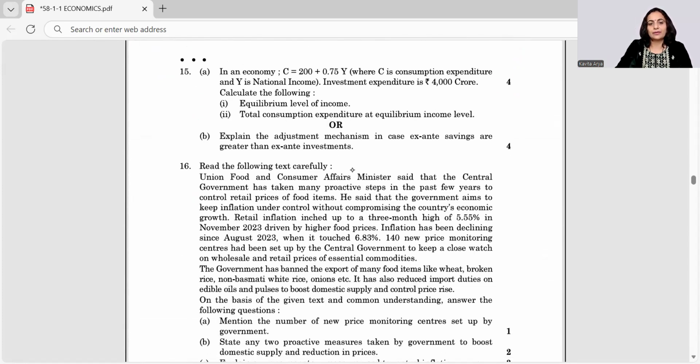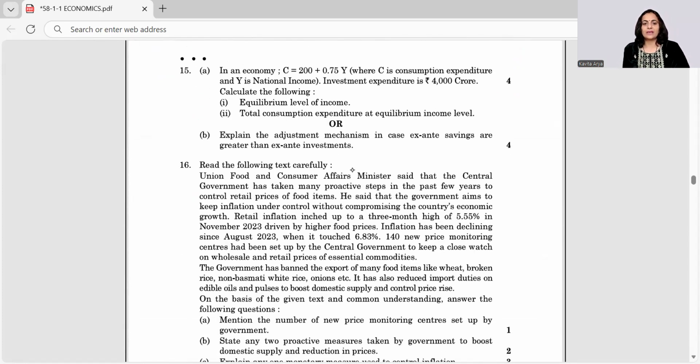Moving ahead, question number 15. Consumption function is given to us and investment value is given to us. First question, equilibrium. When do we have equilibrium? Equilibrium is attained when AD is equal to AS or S is equal to I, or a straight expression is AS is also called Y and AD is also called C plus I, right?